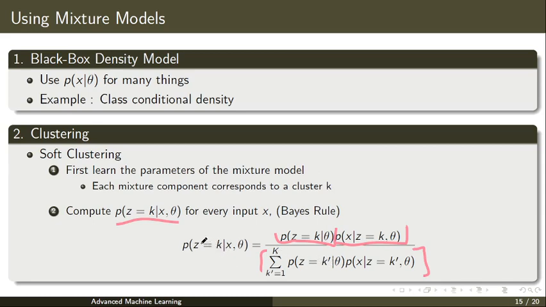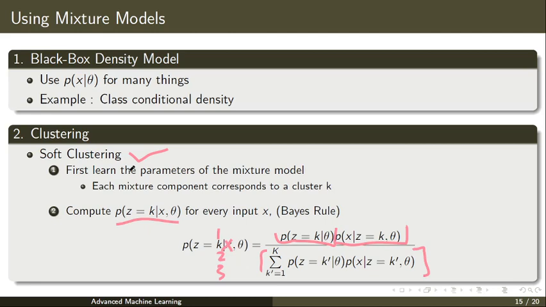Then you can say what is the probability that z equal to 1, what is the probability that z equal to 2, what is the probability that z equal to 3, etc. Let's say k equal to 1 to 3. Then what is the probability that z equal to 1 given x, z equal to 2 given x, z equal to 3 given x, and that itself is known as clustering. If z equal to 1 has a probability of 0.1, z equal to 2 has 0.2, and 3 has 0.7, then we can say that this particular value x belongs to the third cluster.